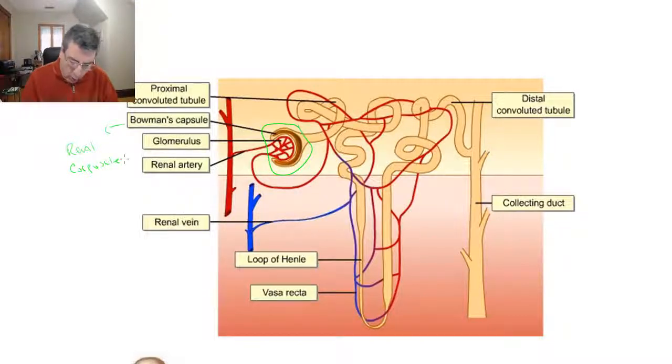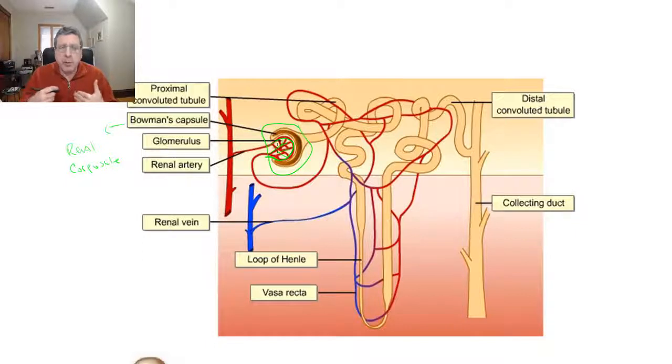P-U-S-C-L-E, renal corpuscle, okay? And the renal corpuscle is made up of the glomerulus, and the glomerulus are all these little capillaries on the inside, okay? So those are glomerular capillaries. And this is where we're going to start when we really get into the physiology of this, because this is where we start forming filtrate.